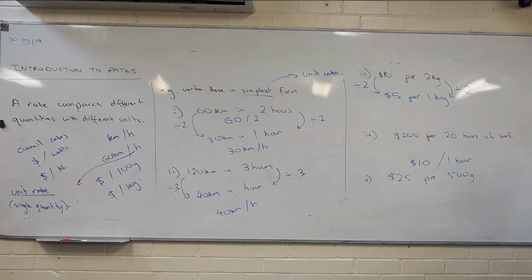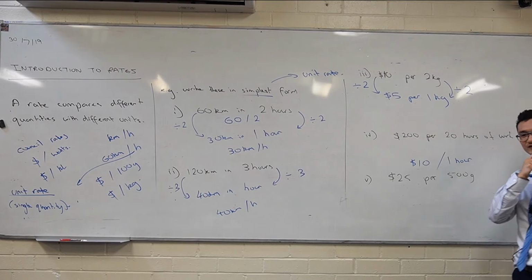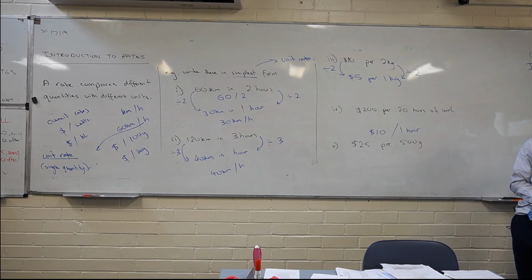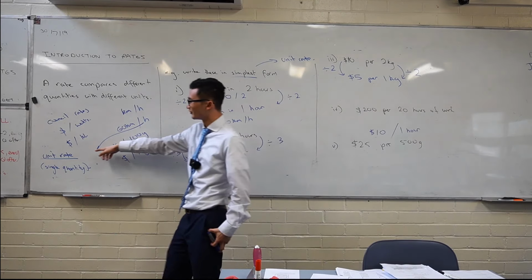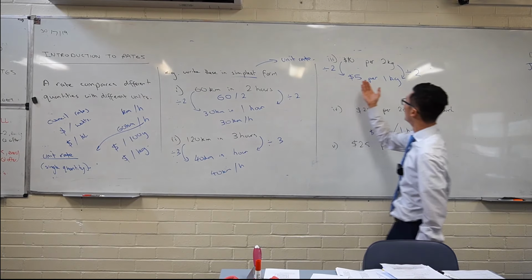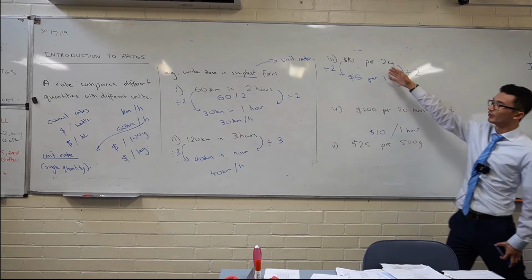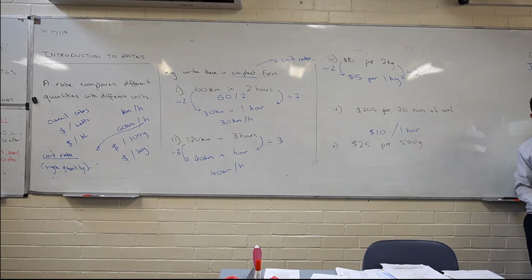The thing you want to be careful of though is this. Let's look at this kind of quantity, $25 per 500 grams. When I'm looking at $25 per 500 grams, I want to think, hang on, what's my unit rate here? Because I said we want to express it as a single thing, like 1 hour, 1 kilo. What's the unit rate of this? 500 grams, that's the weight, so you can do kilograms. Could you do anything else?